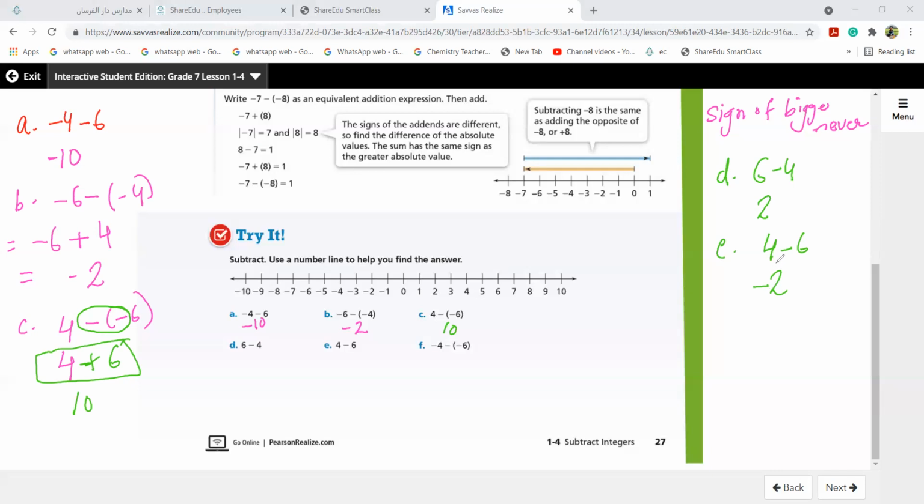Okay, girls. So 4 minus 6, you get negative 2. Why negative 2? Because you take the sign of the bigger number. Bigger number means you must see before what is the sign. All right?